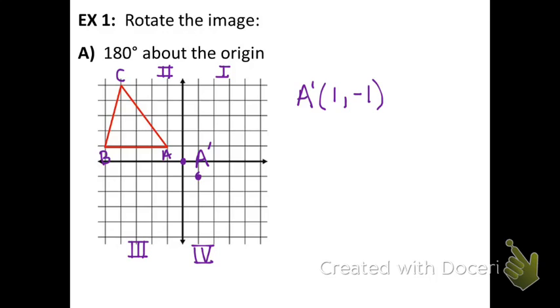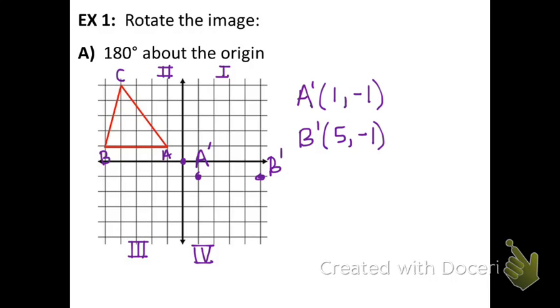The same idea exists for B. You would construct a line through the origin, since that's what we're rotating about. And then we would measure this distance from B to the origin and then mirror that distance on the other side, and that would put us right there. So we have a B prime here, which is over 5, down 1.